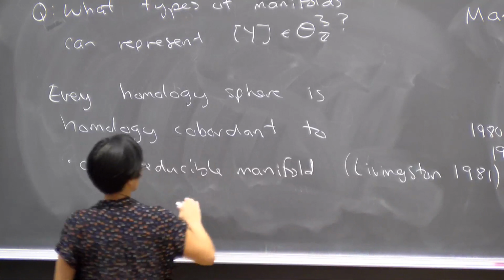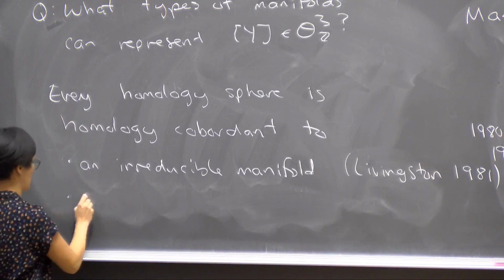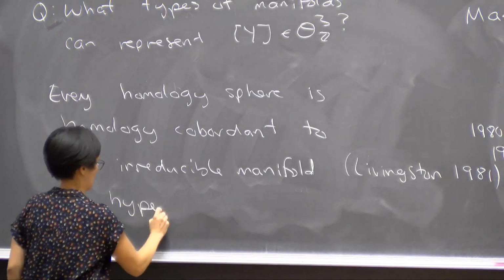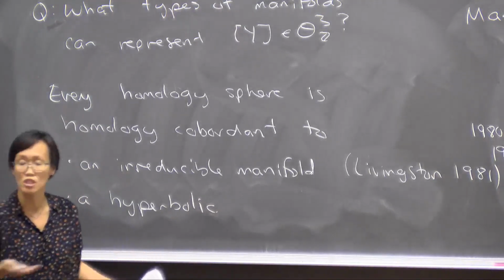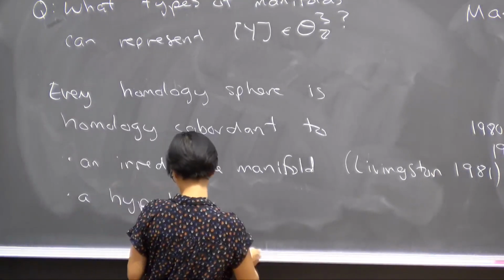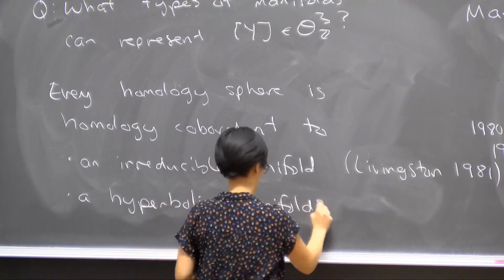And a few years later, this result was improved to show that every homology sphere is homology cobordant to a hyperbolic manifold. So you can think about this as saying that hyperbolic manifolds are sufficiently generic. And this result is due to Myers.